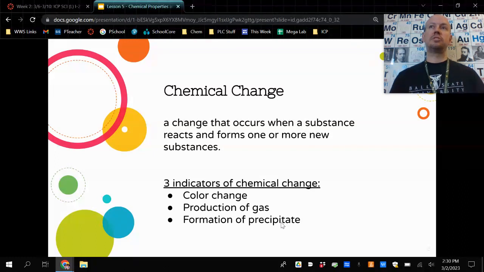That is when we mix two liquids and they form a solid. The word precipitate is related to precipitation, like when it rains or when it snows, that falling down from the sky. Our solid precipitate falls, if you will, out of the liquid. But this just means a new color change we didn't expect, bubbling, or making a solid.